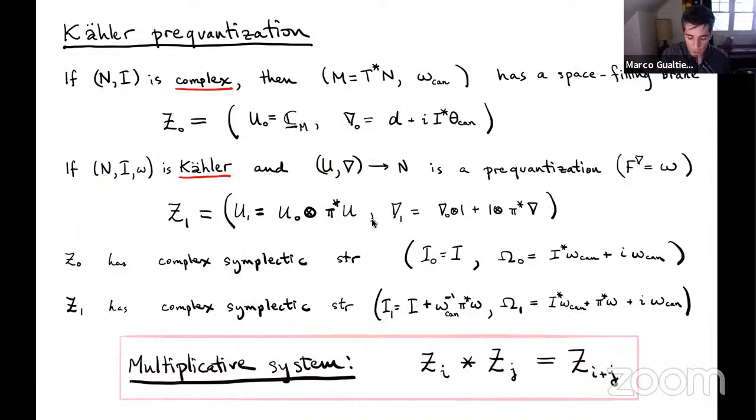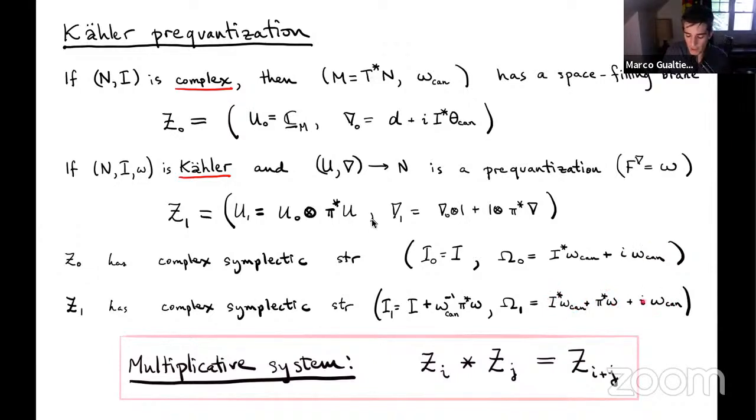We can pull this bundle back to the cotangent bundle, and we can tensor it by the pre-existing one, the trivial one that I started with, and just add the connections together. And then what we've done is twist the space-filling brane into another space-filling brane. So this space-filling brane has a different holomorphic symplectic structure. It has the same imaginary part, just the canonical symplectic structure on the cotangent bundle. But the real part now is the canonical one plus the Kähler form.